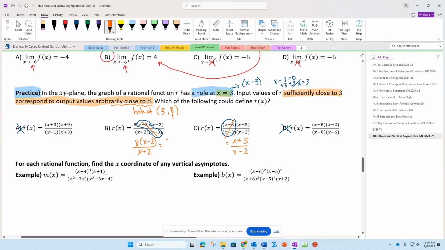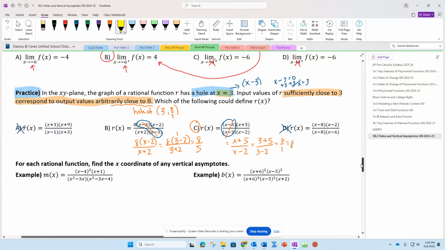And so this would be 8 times 3 minus 2 divided by 3 plus 2. This would be 8 times 1, and that would be 8 divided by 5. This one would give us 3 plus 5, divided by 3 minus 2, which would be 8 divided by 1. So which one of these is equal to 8? This one right here. So C would be our correct answer.